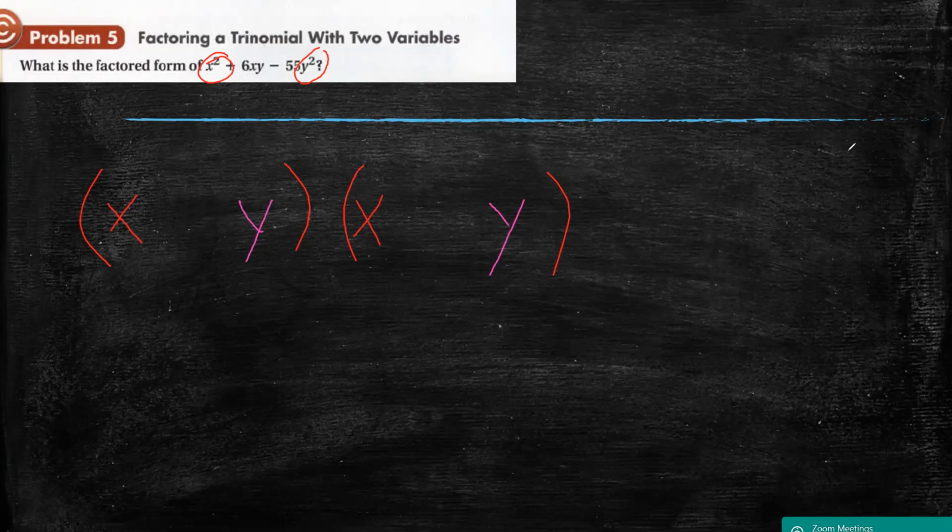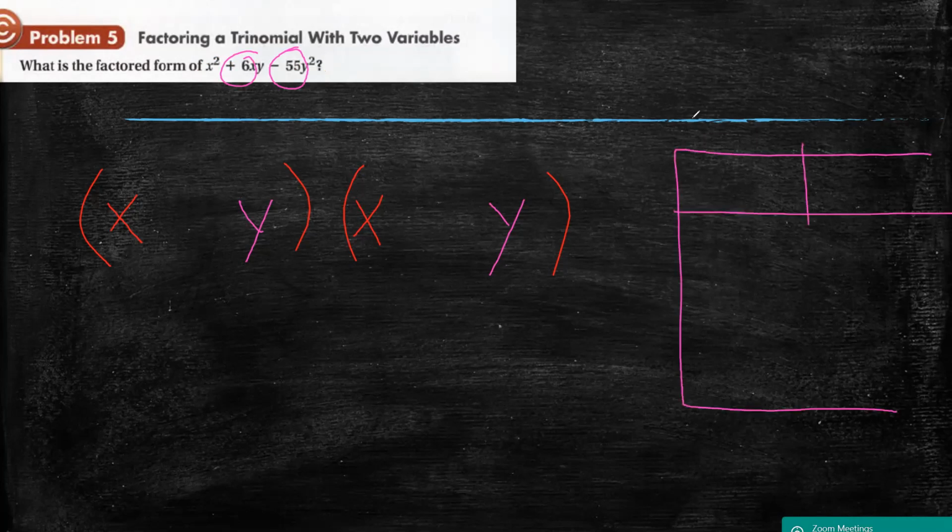The second step now, look at the constant. The constant numbers here are negative 55 and positive 6. So I have now to draw a table. Before that, what is the sign of c here? It's negative. So they will not be the same. One will be negative and one will be positive.